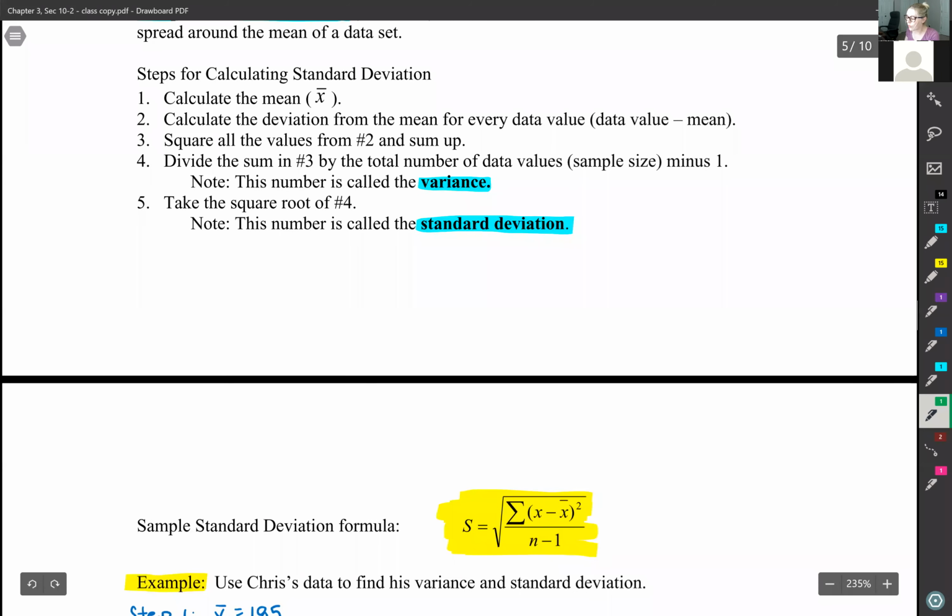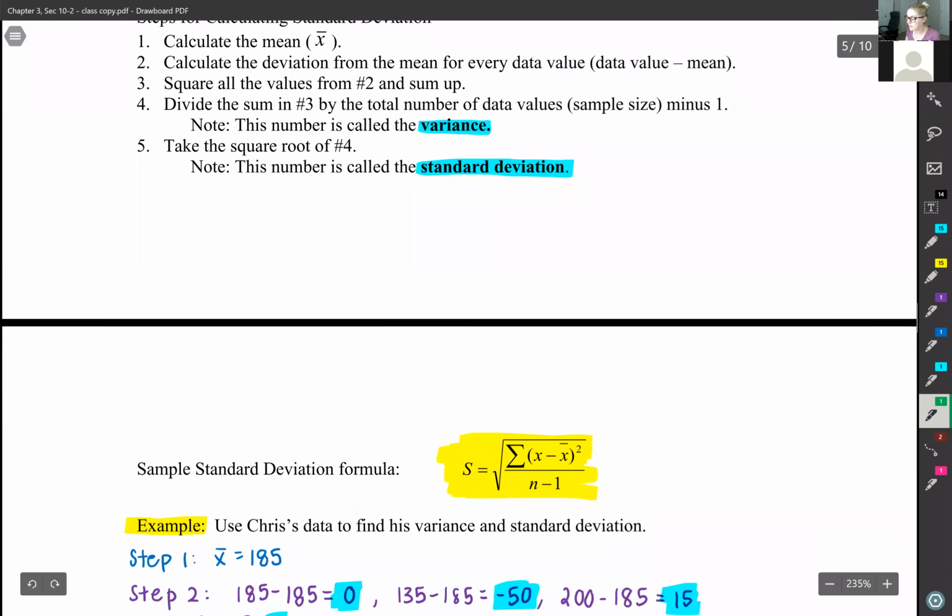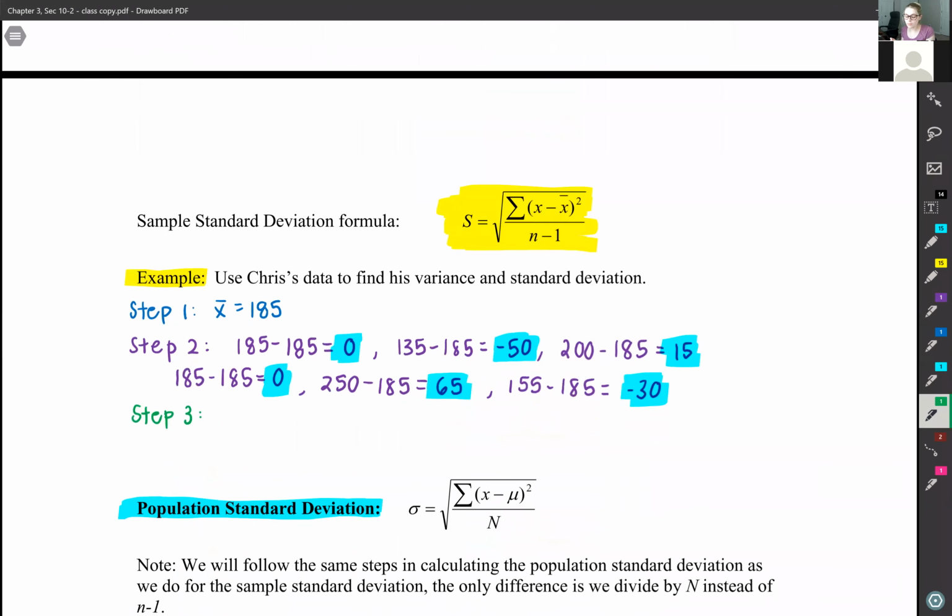Step 3 says to square all the values from number 2 and sum them up. So every highlighted value here, I'm going to square and add together. So 0 squared is just 0. Negative 50 squared is going to be 2,500. 15 squared is going to be 225. I have another 0 squared. 65 squared is going to be 4,225. And lastly, negative 30 squared is going to be 900.